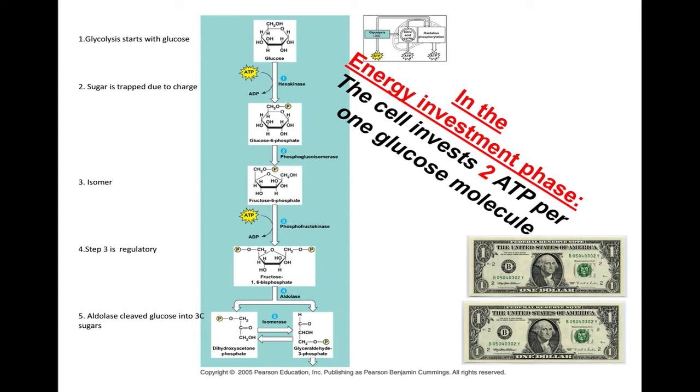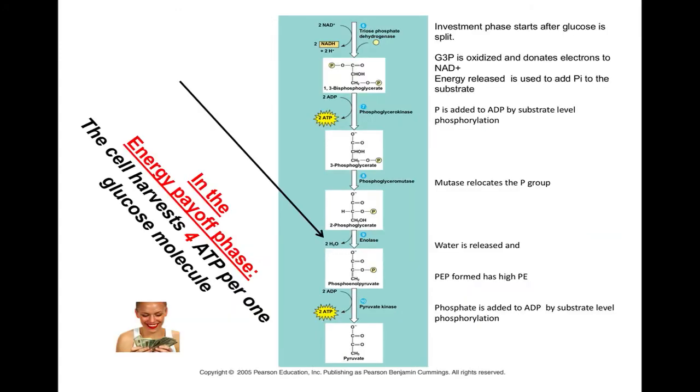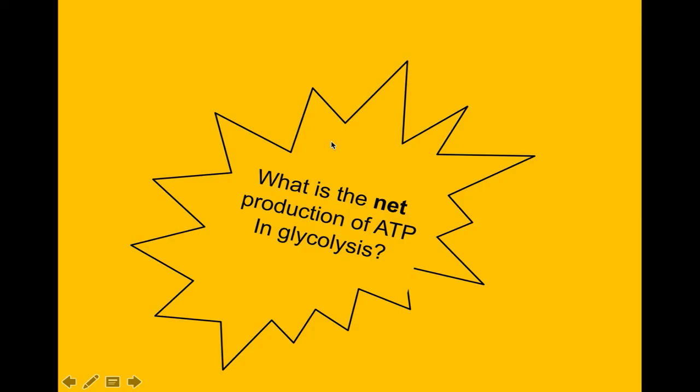Just like your business, you have to invest money at the very beginning and then you will make profits. Energy payoff phase has 5 more steps which happen after the first 5 steps. But here, see, energy is released from food and ATPs are made. So what is the net production of ATP during glycolysis? It's only 2. What is the total number of ATPs formed during glycolysis?